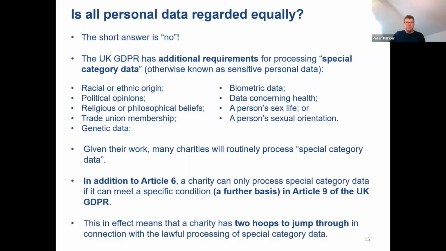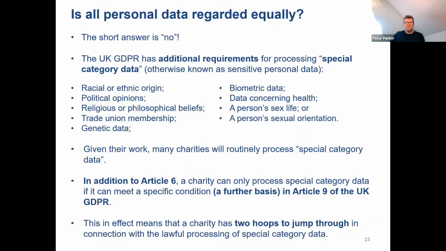So in doing so, in addition to ensuring that processing is lawful by identifying an Article 6 lawful basis for processing it, a charity can only process special category data if it can meet a specific condition, essentially a further basis, in Article 9 of the UK GDPR. This in effect means that a charity has two hoops to jump through in connection with the lawful processing of special category data.